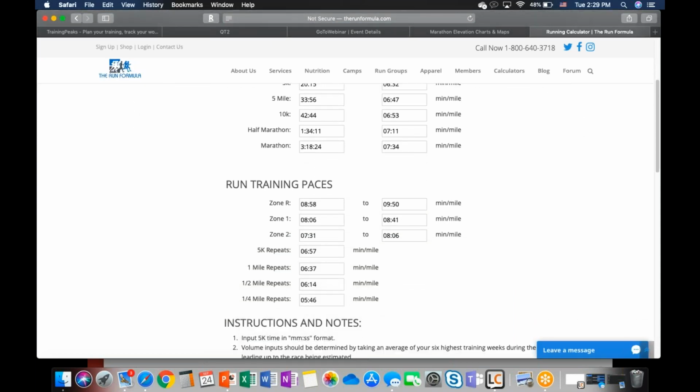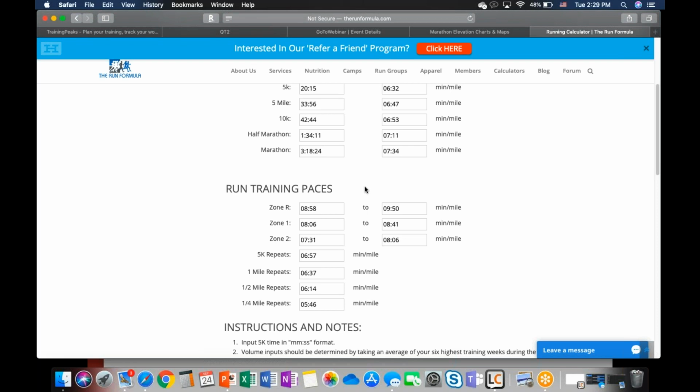So first thing I do whenever I hit calculate is I go straight to the run training paces, because I want to check, did I put in a proper 5K time to actually produce the training paces that I've been training at? So the calculator is essentially saying, you've been training at roughly, for your zone 1, and again, our athletes, they know what zone 1 is. If you're not one of our athletes, but you use heart rate, zone 1 is about 80 to 86% of your threshold heart rate.